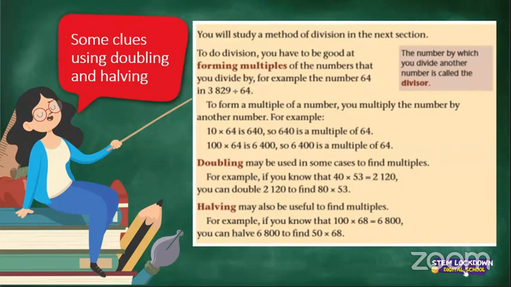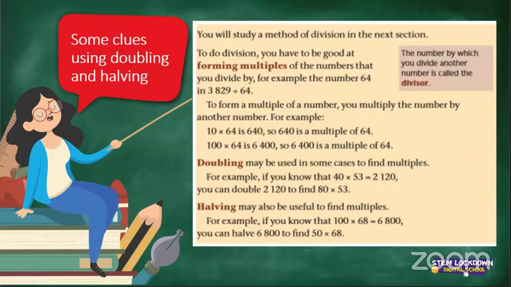So if you know that 40 multiplied by 53, right? I think we did this previously. If you know that 40 multiplied by 53 equals 2120, you can double that number, which is 2120, to find 80 times 53. So the number that is doubled here is 40, so that you are able to find the multiple of 80 multiplied by 53. You just double the answer, because you doubled 40 to get 80. So it will give you the answer that you're looking for, 80 multiplied by 53.